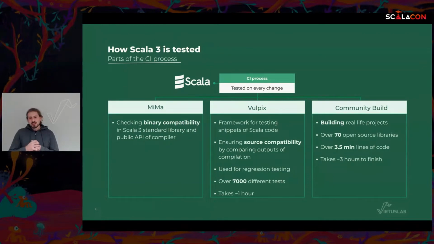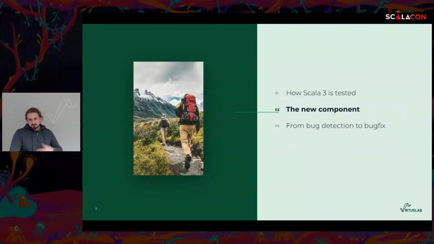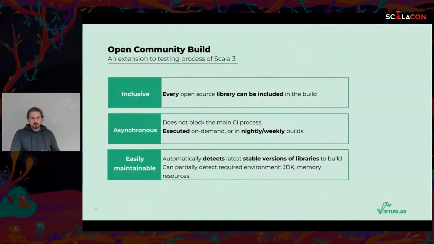That's why we wanted to create a somewhat extended version of the community build. This one that we have here is tested on every change to the compiler. So every time a new change is introduced, the compiler team needs to wait an estimated hour to make sure that everything is correct. So that's why we introduced this new component, and we called it the Open Community Build. And we have three major ideas that we wanted to have in it.